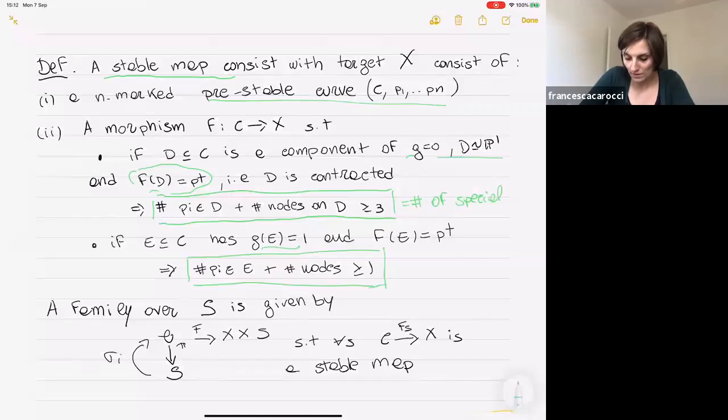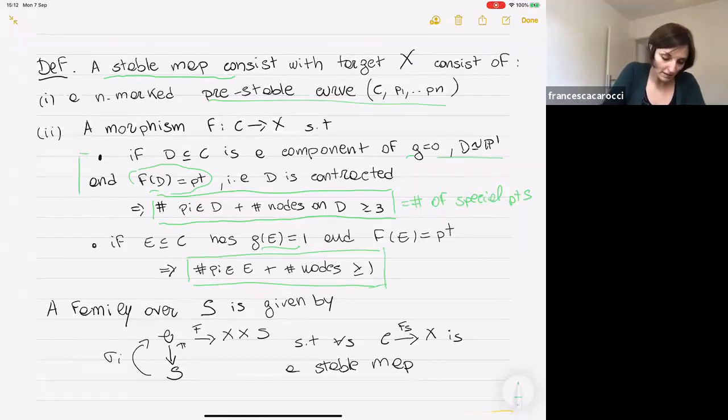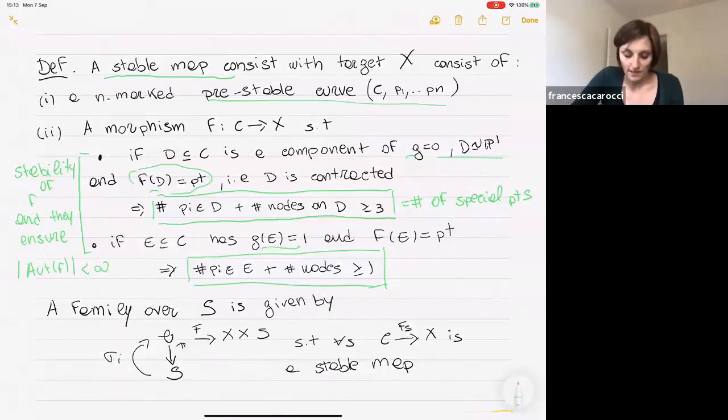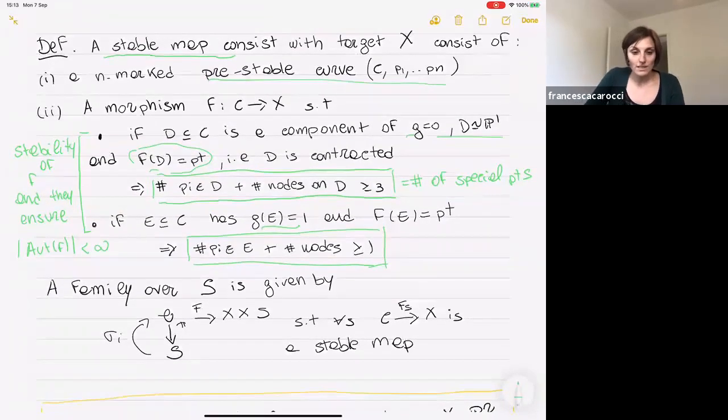And in general, we will just say that this is the number of special points. So when in future I say number of special points, it is just the number of these two. And these two conditions here are the stability condition on our f, and they ensure that the automorphisms of f are finite. And you can now imagine that a family of stable maps is nothing but a flat family of pre-stable curves together with a map to X times S and n smooth sections, such that every time we look at the fiber over a point, we get a stable map.